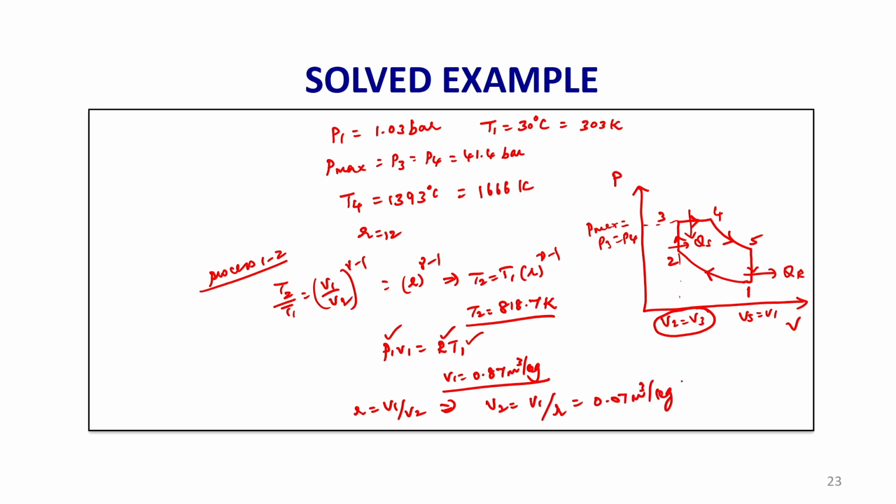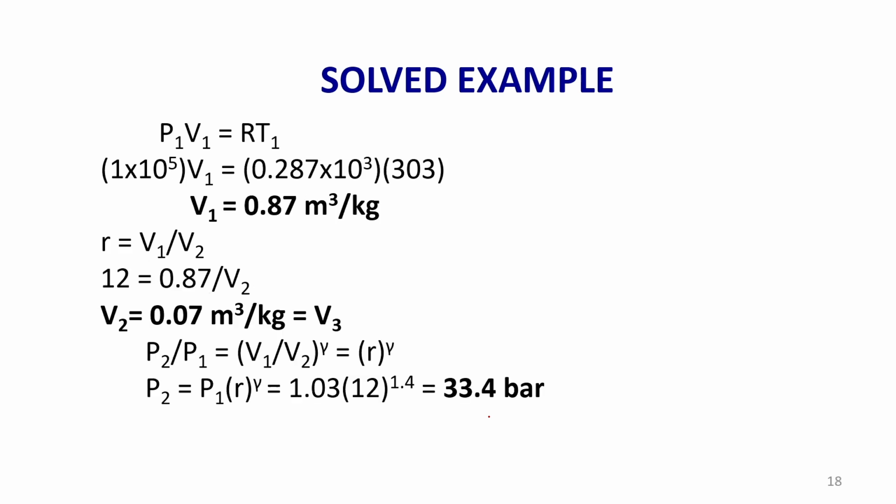We know that during the compression process the volume decreases and the pressure of the working fluid increases. The volume occupied by the piston inside the cylinder decreases. So, this volume is nothing but V3, and that is what I have mentioned here: V2, which is equal to V3.